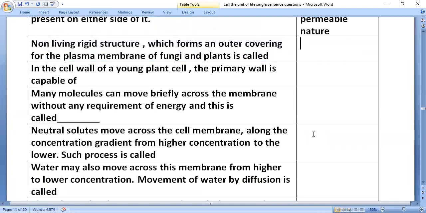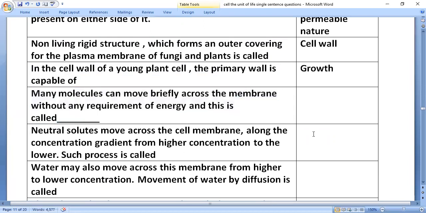The non-living rigid structure which forms an outer covering for the plasma membrane of fungi and plants is called the cell wall. It gives shape to the cell and protects the cell from mechanical damage and infection. In the cell wall of a young plant cell, the primary wall is capable of growth.